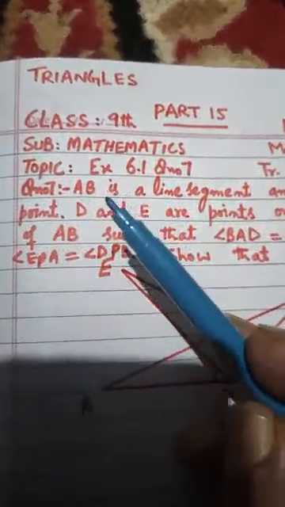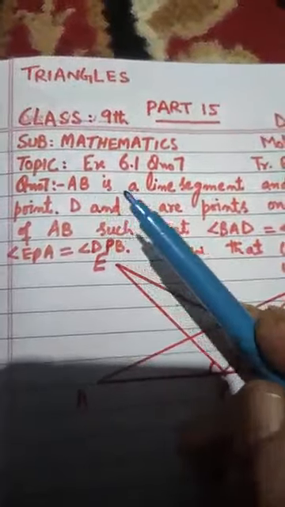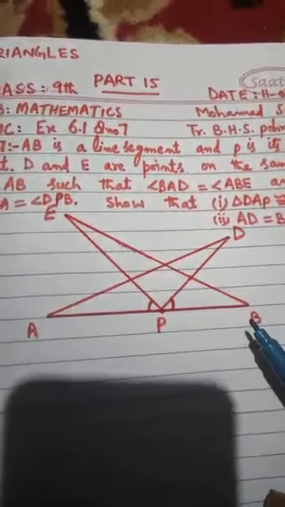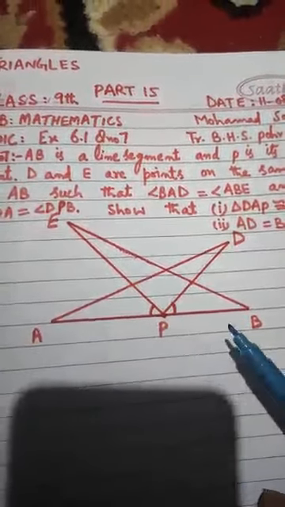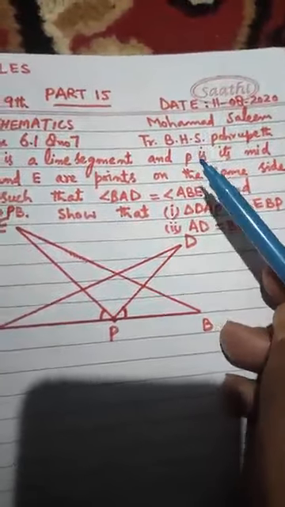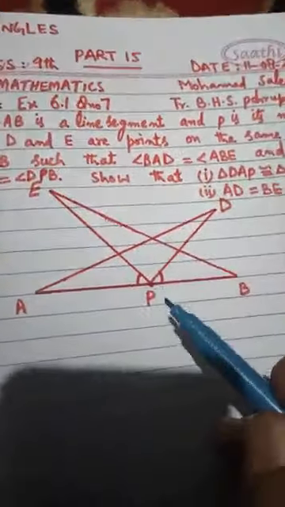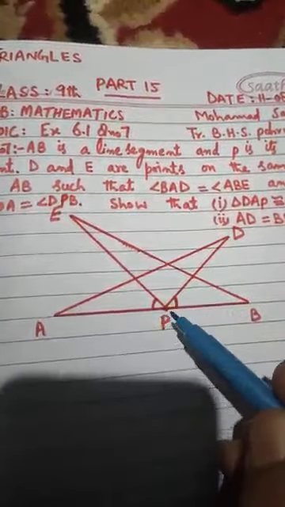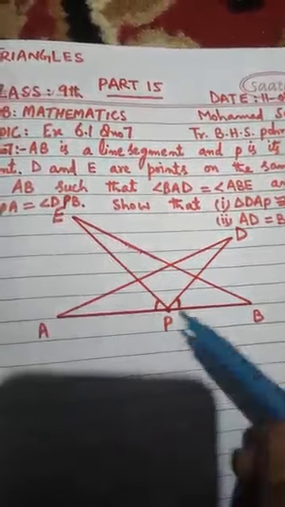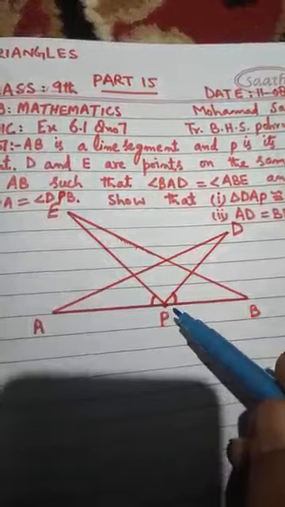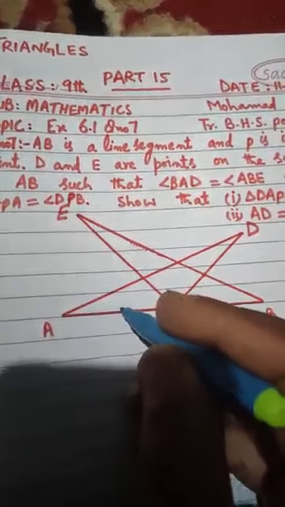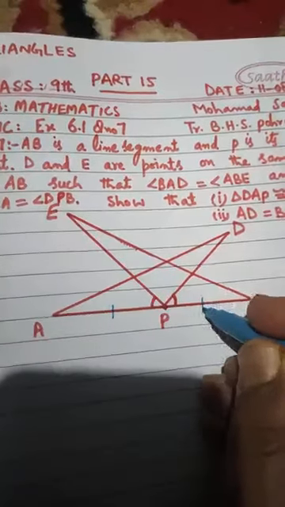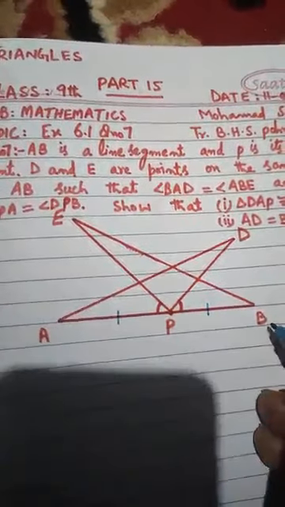It says AB is a line segment. If we see this figure, we have AB, a line segment, and P is its midpoint. P is the midpoint of AB. That means AP is equal to PB. This is clear? AP is equal to PB because P is the midpoint of AB.